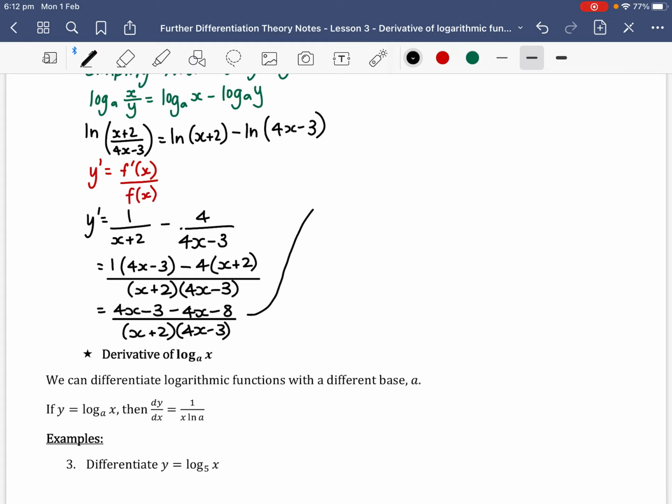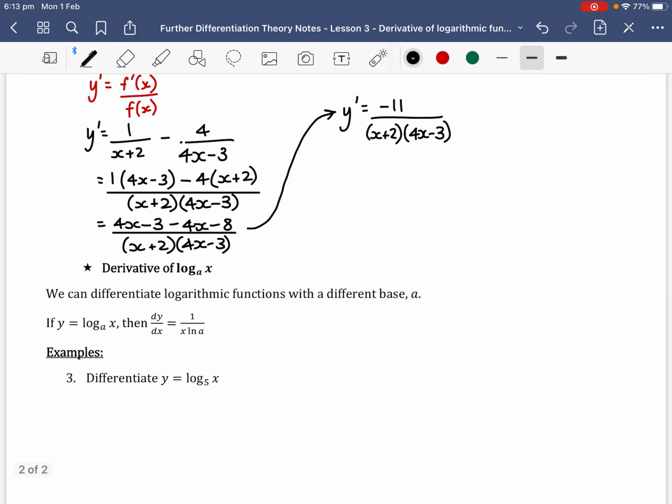And I've just run out a bit of room, so I'll just go over here. So we have y dash equals, if we just tidy up the top, the 4x's cancel out, so we are left with negative 11 divided by (x plus 2) times (4x minus 3). We can leave the denominator as is. We don't have to expand that out.